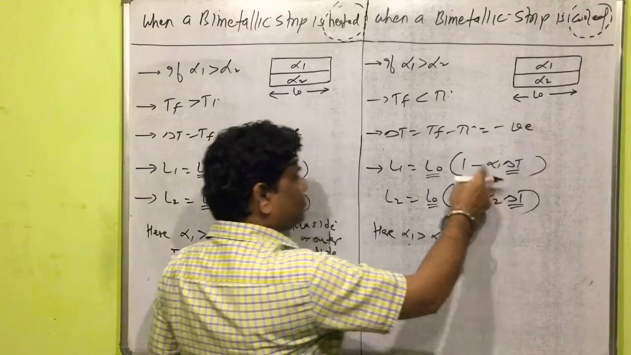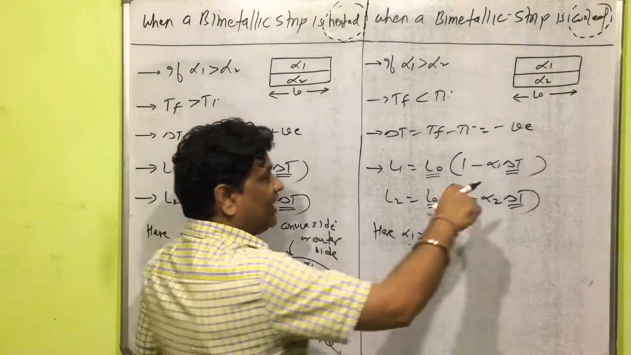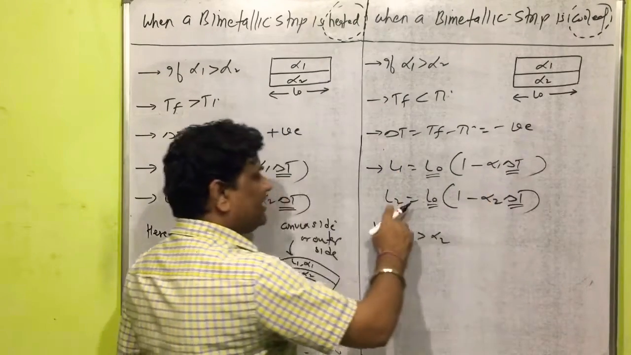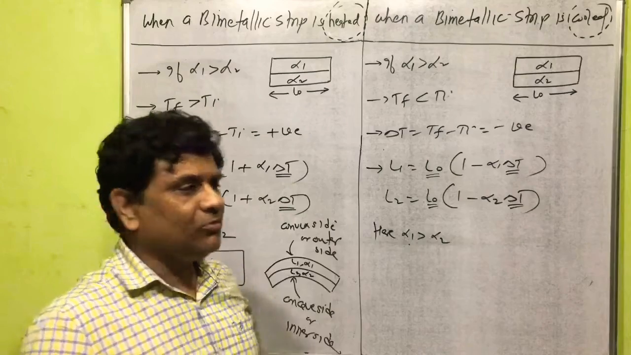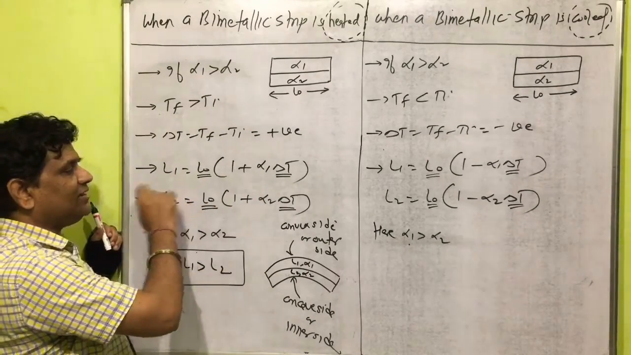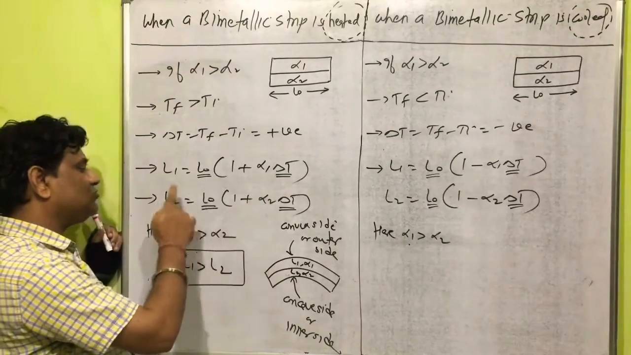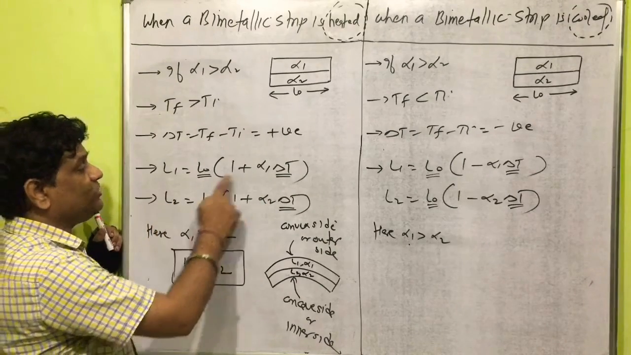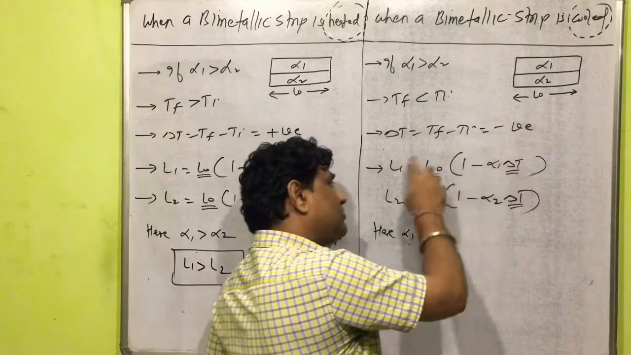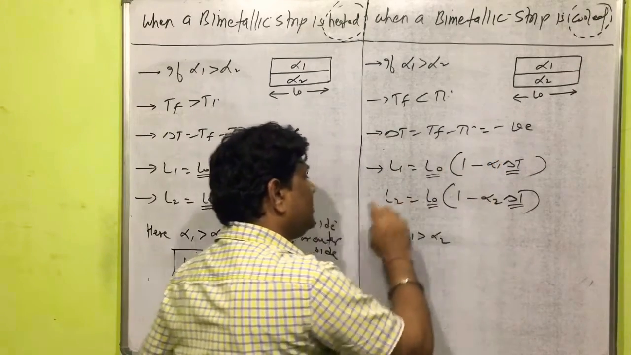If alpha 1 is more, L1 will be less. If alpha 2 is less, L2 will be more. Don't be confused by this here. It is plus here but minus here: more alpha 1, less will be the length L1, and less alpha 2, more will be the length L2. If it is more, it will be less. If it is less, it will be more.